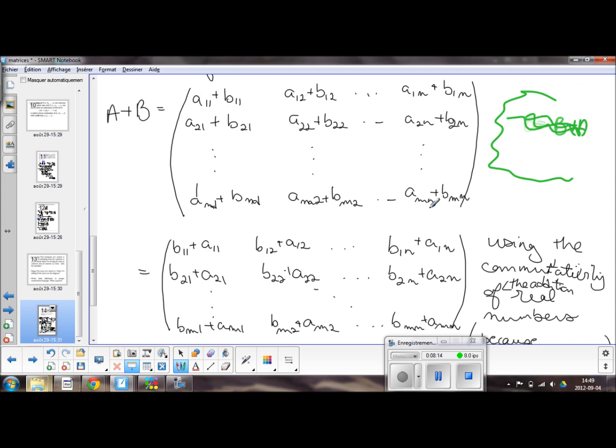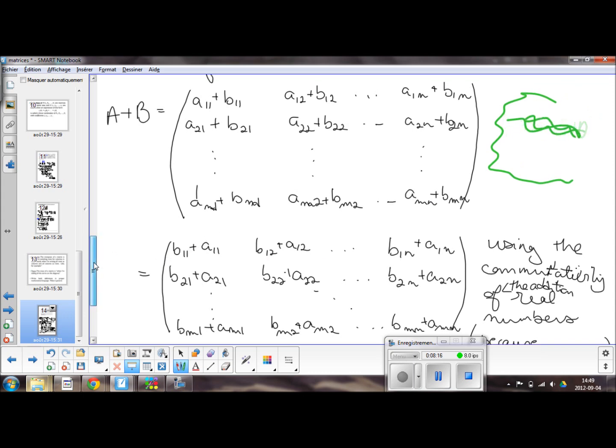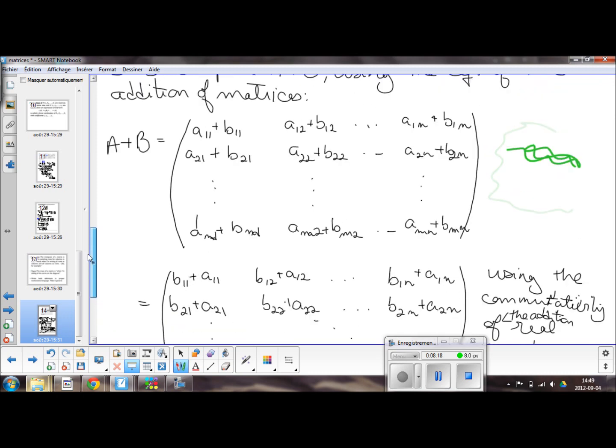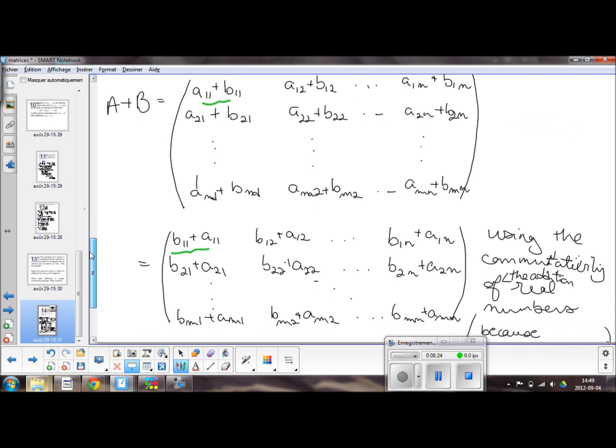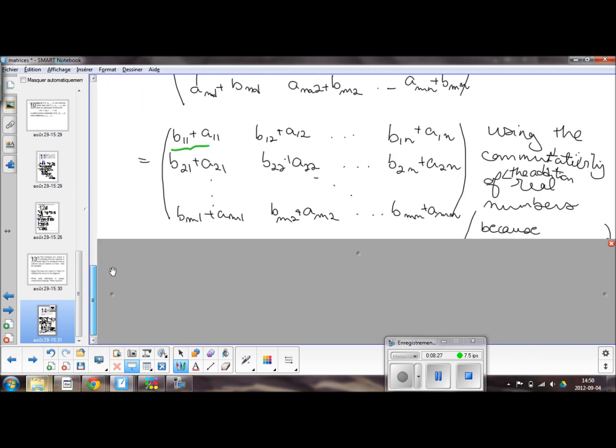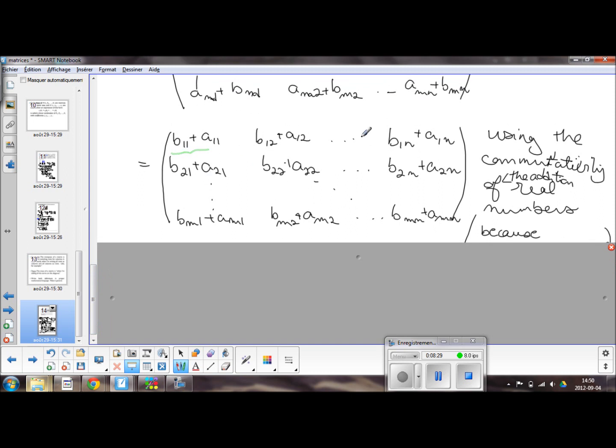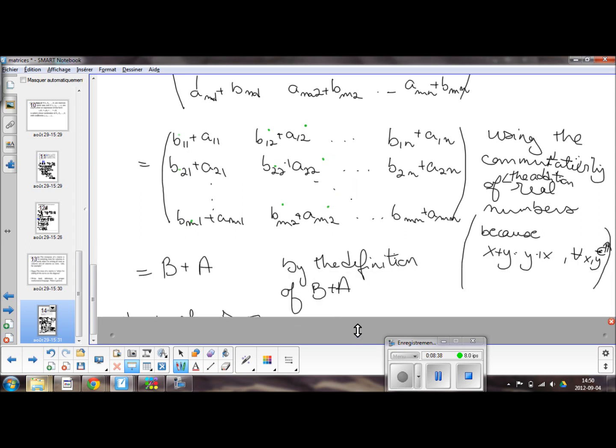Well, because I don't know this. I'm trying to prove this. But I know the equivalent statement for real numbers. So I've only switched in every single entry. I've switched B for A. I've put B first, which I'm allowed to do. But look at this matrix. What is this? Well, it's all the entries of B to which I add all the entries of A. That's the very definition of B plus A. This is the definition of B plus A.